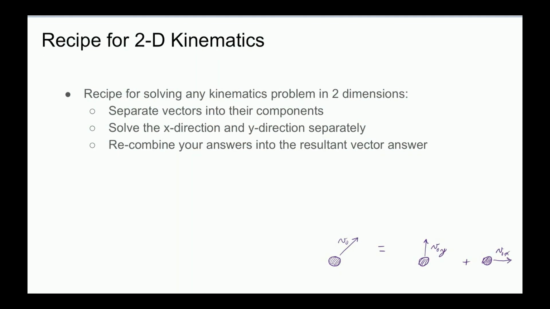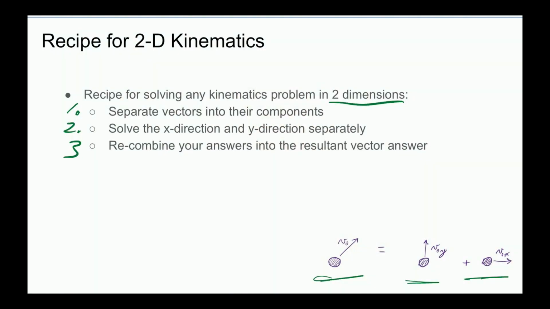Now, what do you do with all that knowledge? You can solve any problem in 2 dimensions by doing the following. First, this is the big recipe, and it's not hard to remember. First, you separate the vectors into their components. I showed you an example down below. Then, you solve the x direction and the y direction separately. This is amazing that this is possible to do, right? You can solve the y direction like the problems you already know how to do with g as the acceleration. And the x direction is even easier, right? Because there's no acceleration in the x direction.